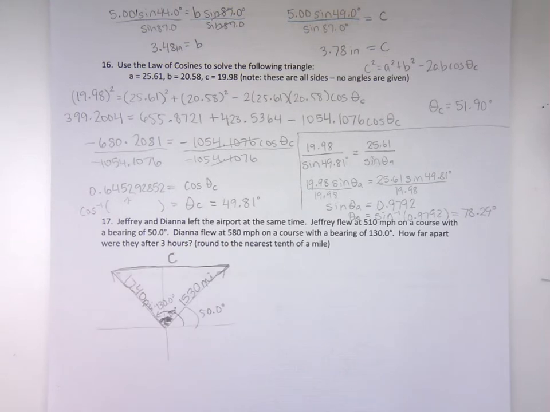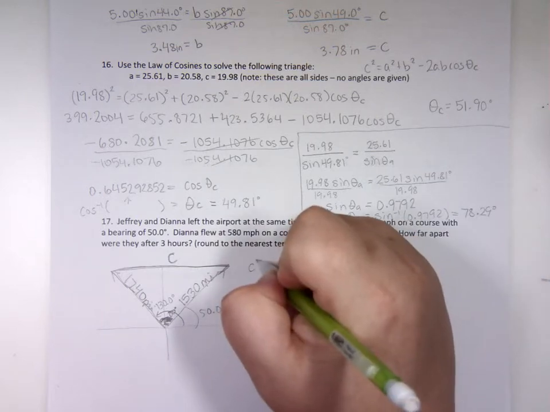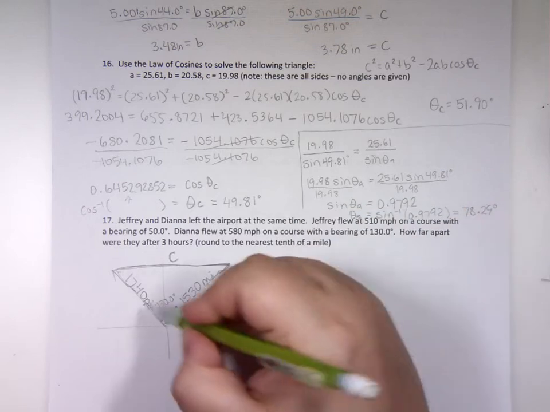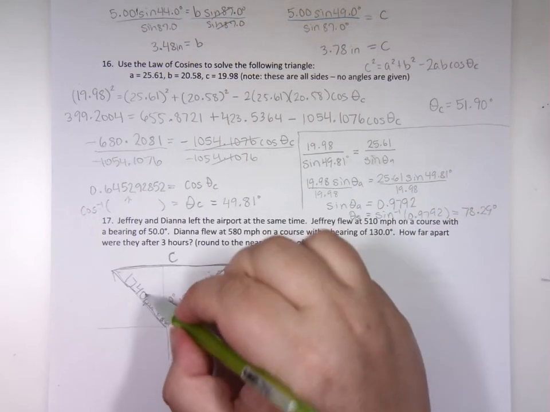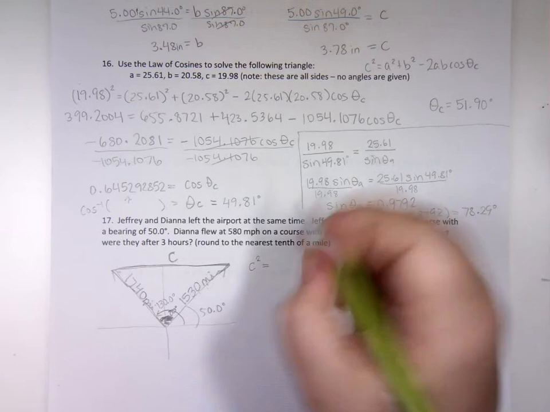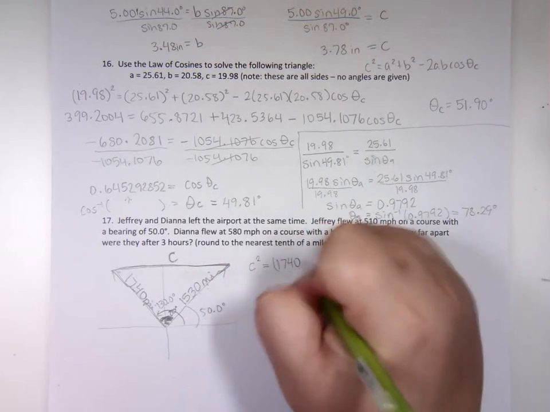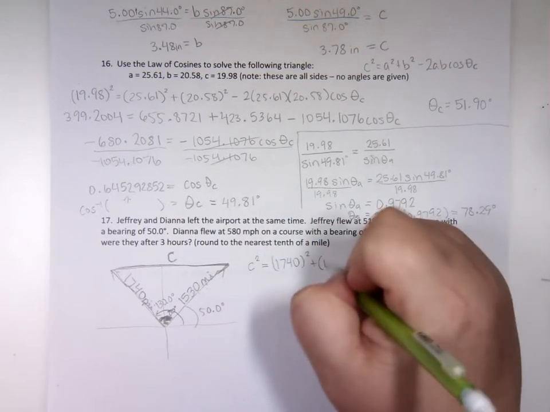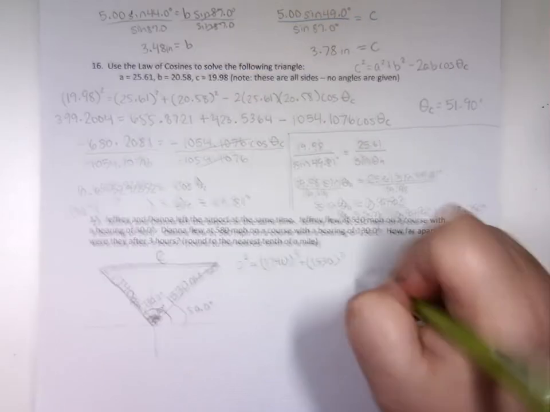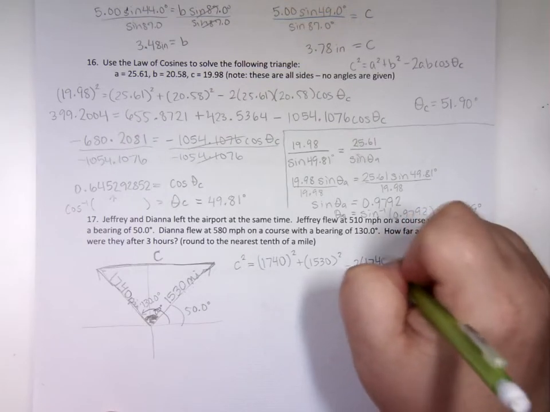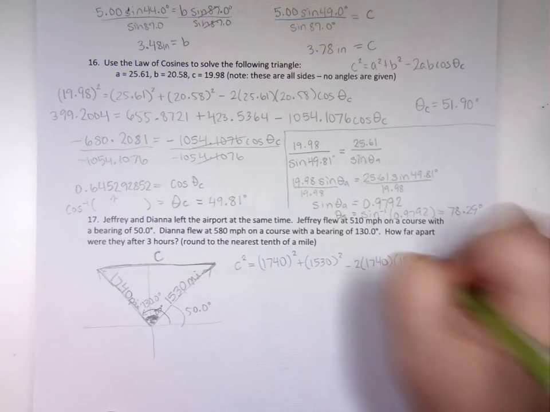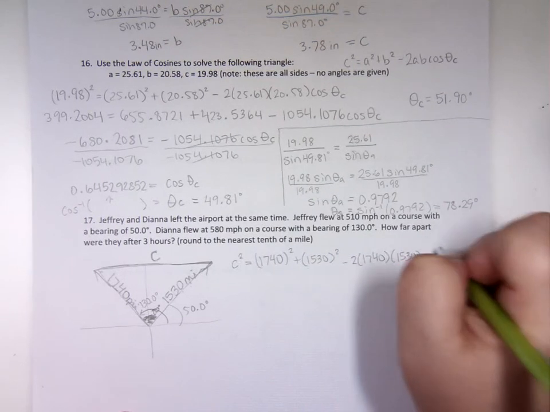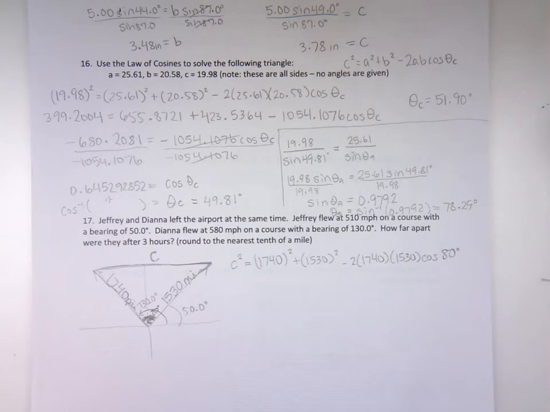So we've got everything we need for the law of cosines. So let's plug it in. C squared equals, and it doesn't matter which one you call A, which one you call B, so I'm going to call the left one A and the right one B, 1740 squared plus 1530 squared minus 2 times 1740 times 1530 times the cosine of 80 degrees. And there's not a whole lot to do except actually just plug all of this into your calculator. So that's not so bad.